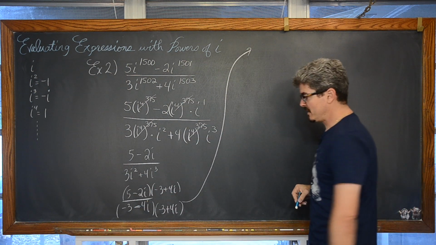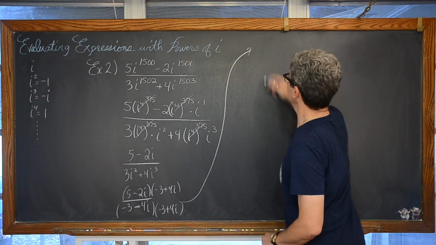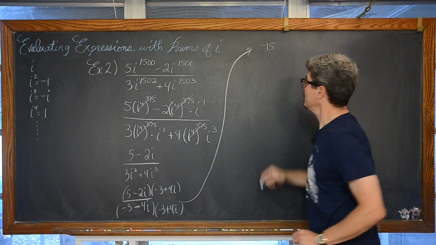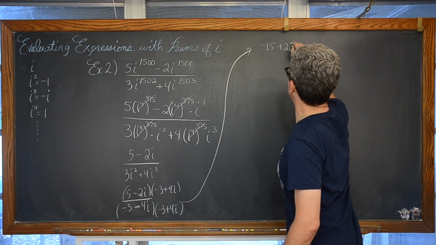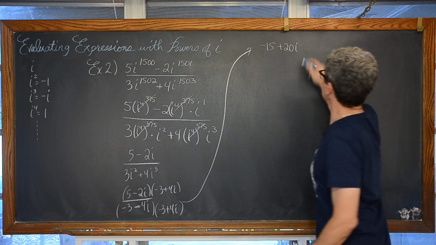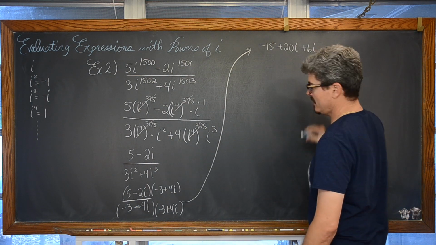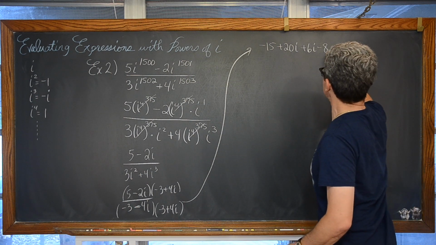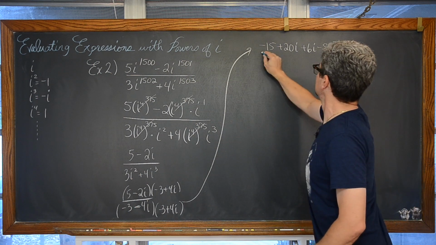And carefully distributing, we've got 5 times negative 3 is negative 15. We have 5 times 4i, giving us positive 20i. Here we've got negative 2i times negative 3, giving us a plus 6i. And we have negative 2 times 4 is negative 8, and i times i is i squared.